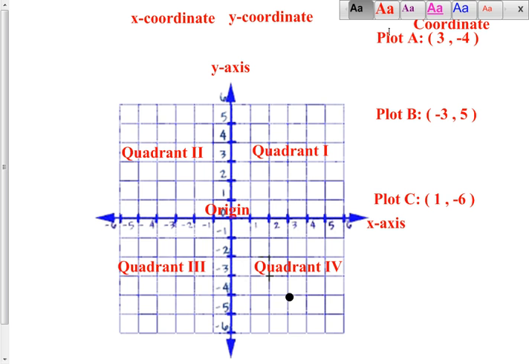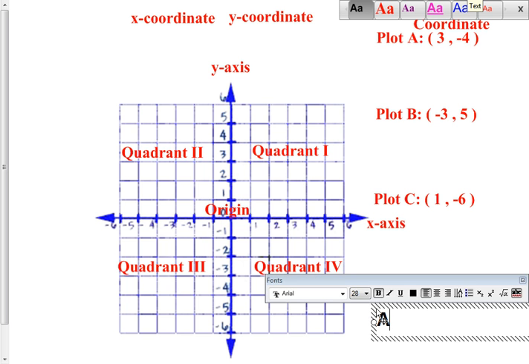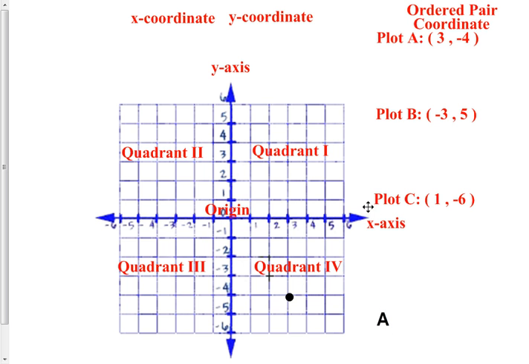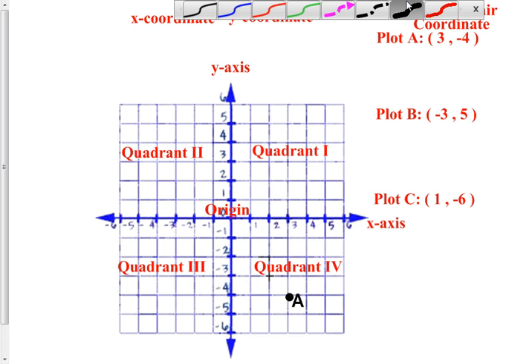And normally I would go ahead and label those plots. So here's plot A, which would be 3, negative 4. Go ahead and plot B here. When we plot B, we have negative 3, 5. Remember, we always start from our origin, point 0, 0.